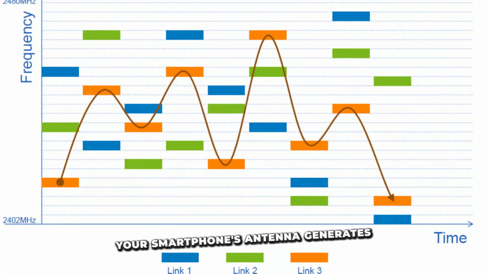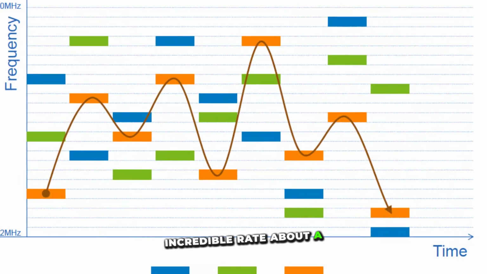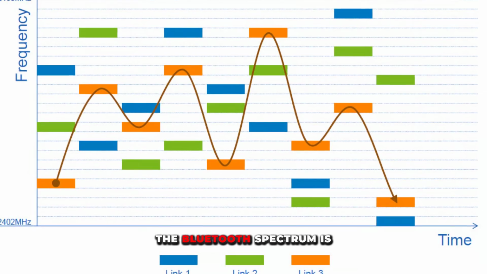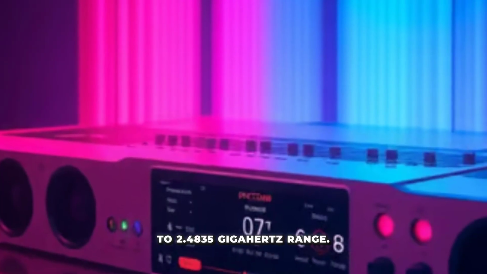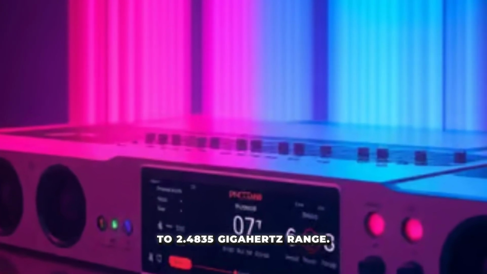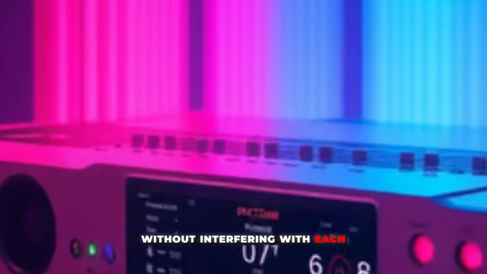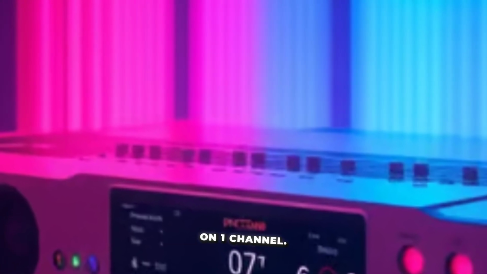Your smartphone's antenna generates these wavelengths and switches between them at an incredible rate, about 1 million times per second. The Bluetooth spectrum is divided into 79 different channels within the 2.4 to 2.4835 gigahertz range. This division allows multiple devices to communicate simultaneously without interfering with each other. But here's where it gets interesting. Your devices don't stay on one channel.